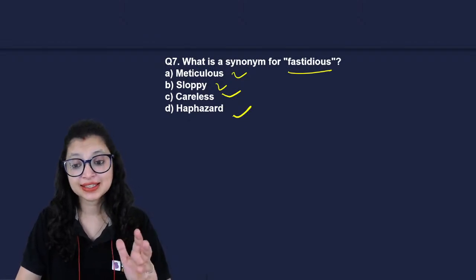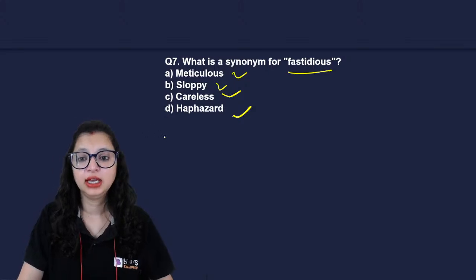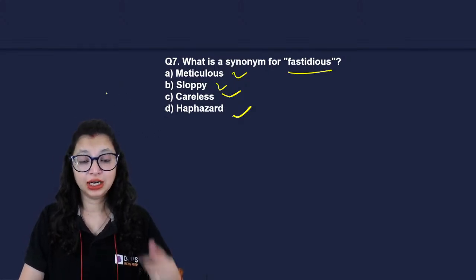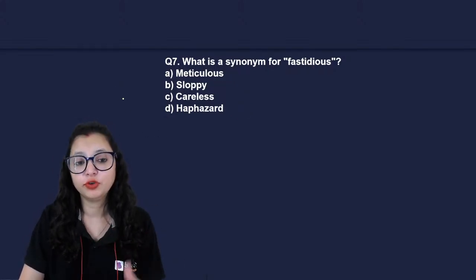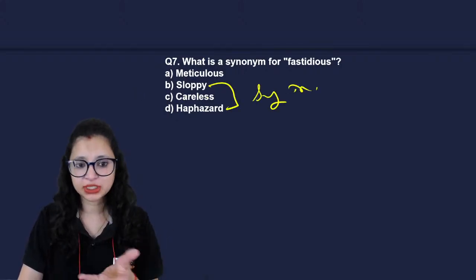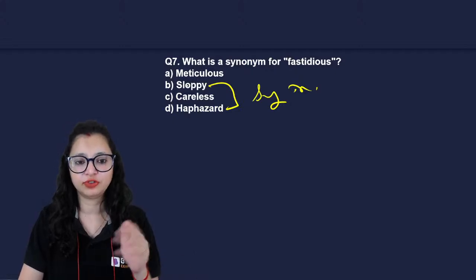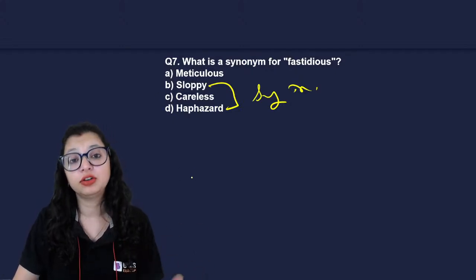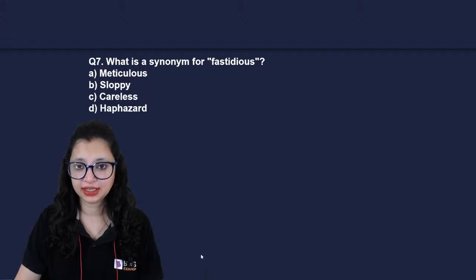ओके, यस साइशा, यू आर एब्सोल्युटली करेक्ट. It is a meticulous. A fastidious person is a person who's very careful. Sloppy, careless, haphazard, ये तीनों synonyms है. केयरलेस पर्सन के लिए हम स्लॉपी और हैपेजर्ड यूज करते हैं. सो फस्टिडियस उसका ऑपोजिट हो गया है, बहुत ही केयरफुल पर्सन. मेटिकुलस इज द आंसर. नेक्स्ट क्वेश्चन एवरीवन.